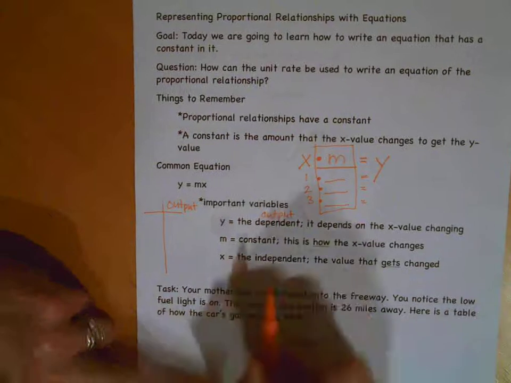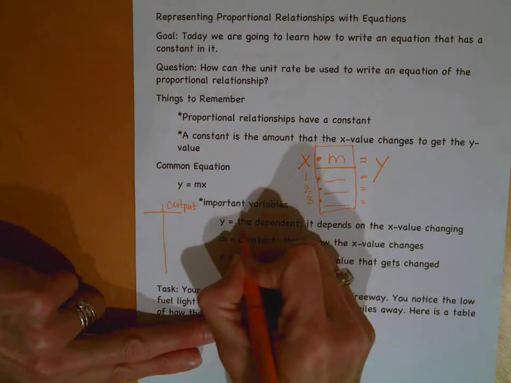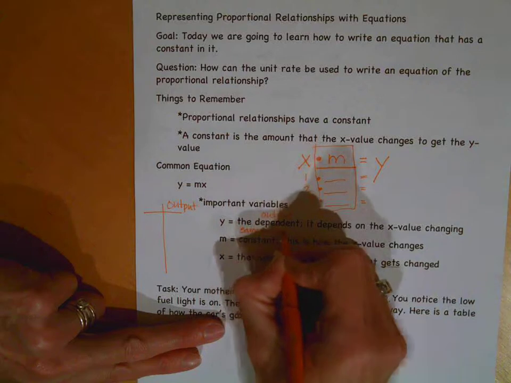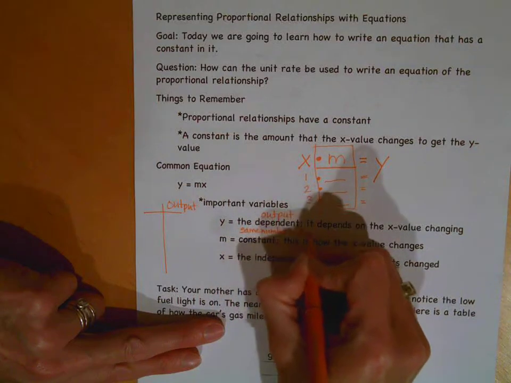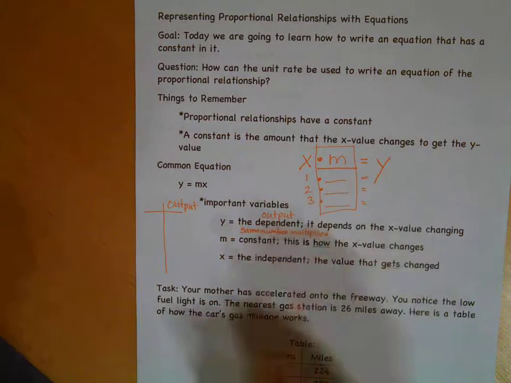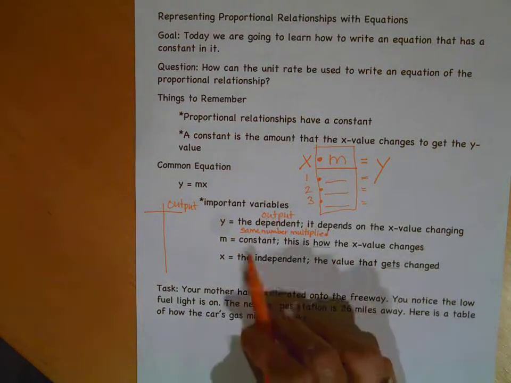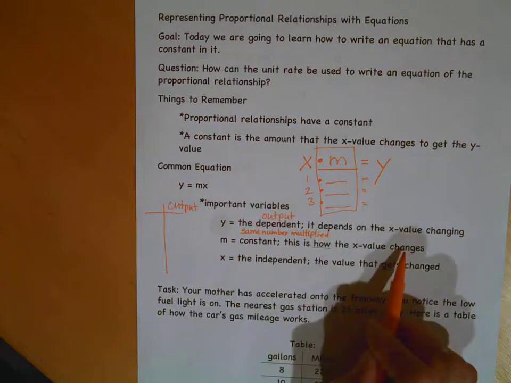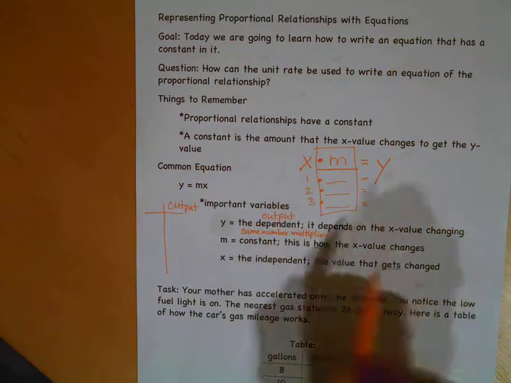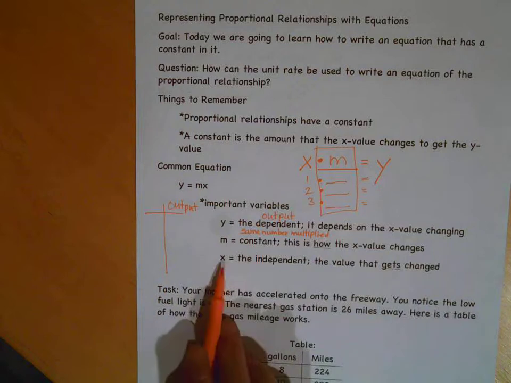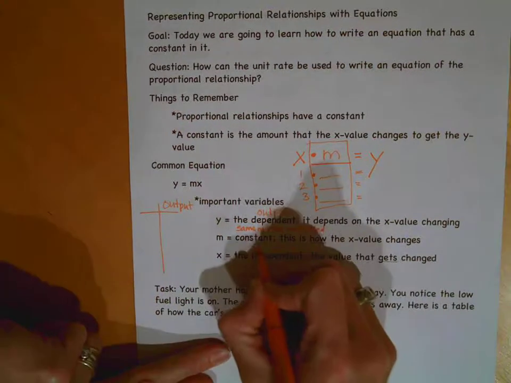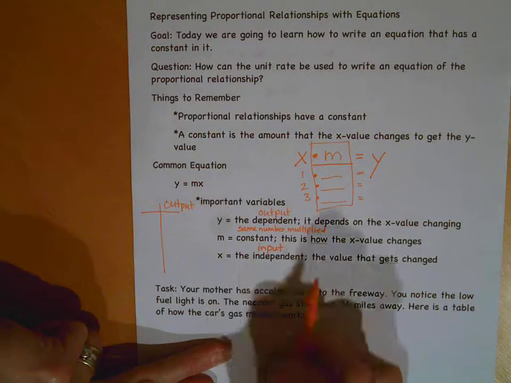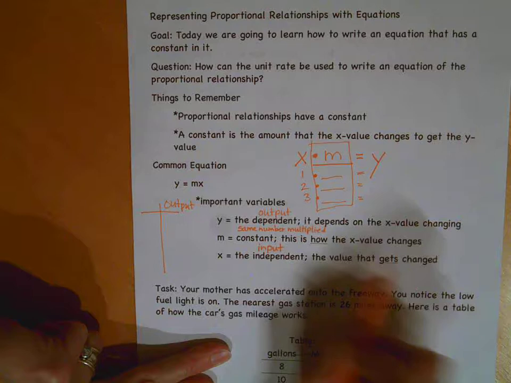So the constant is the same number multiplied. Okay? So the m is the same number being multiplied. It is also known as the constant. This is how the x value changes because we're multiplying it by m. And then the x value is the input or the independent. It is the value that gets changed.